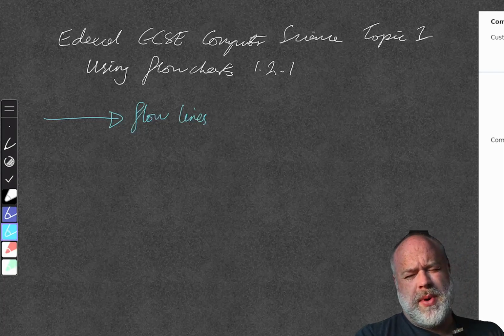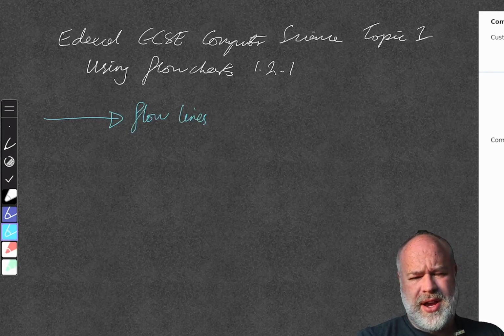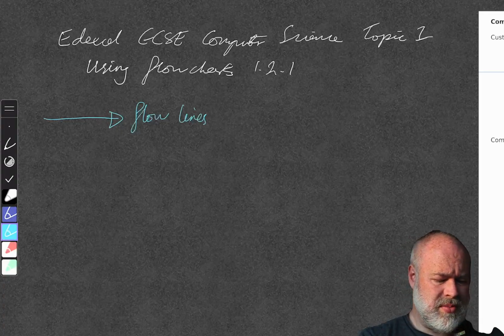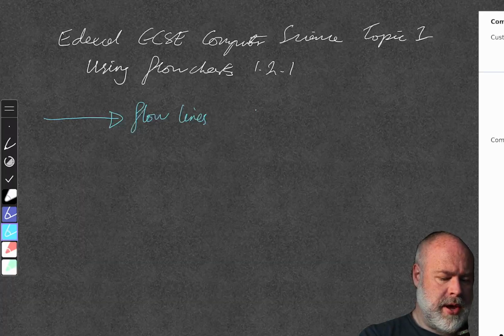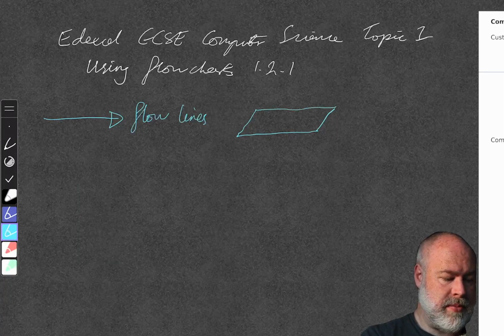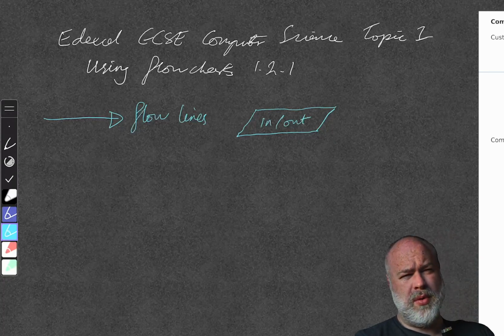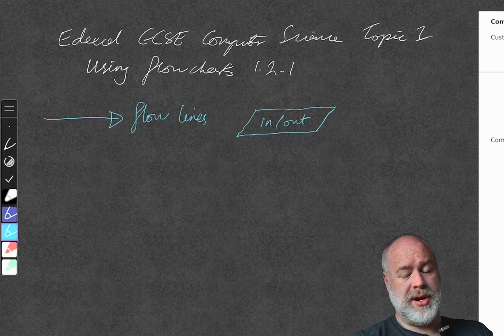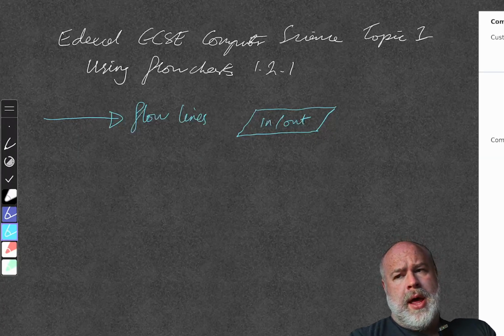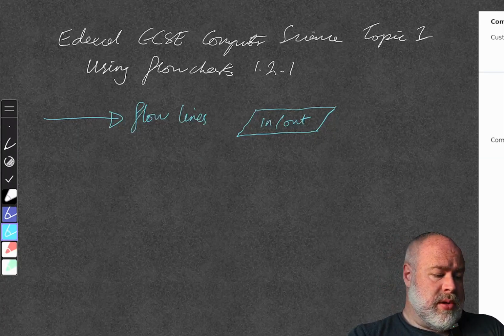I say you need to remember them. Often in an exam they actually show them to you, but you should know them for general knowledge. Input and output, these parallelograms. They will be anything to do with input to the system or output from the system. For example, a print statement would be output. Input would be anything that the user types in.